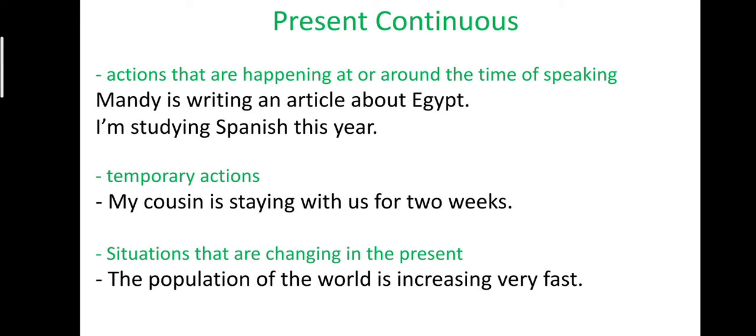And we also use the present continuous with temporary actions, things that are not going to last for a long time in the future. For example, my cousin is staying with us for 2 weeks. Next, we have situations that are changing in the present. So this is something that is developing in the present. For example, the population of the world is increasing very fast.